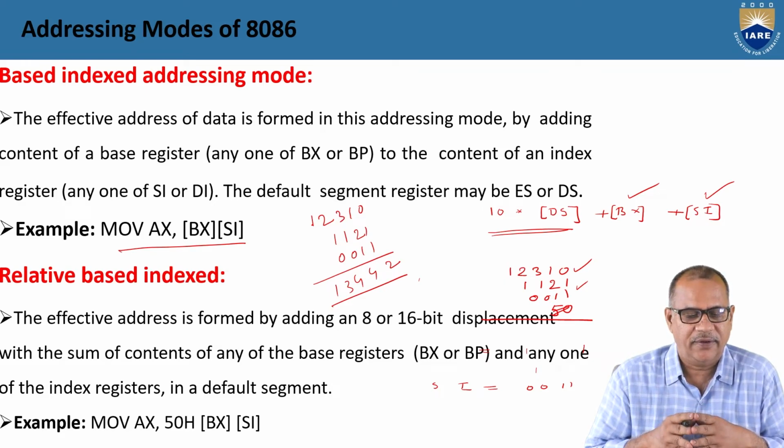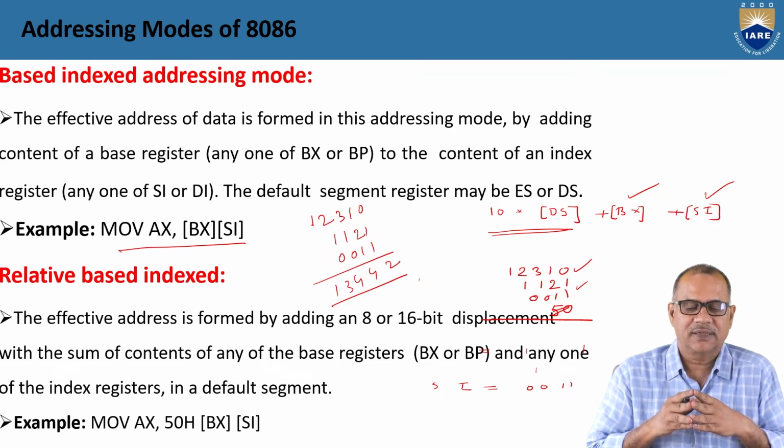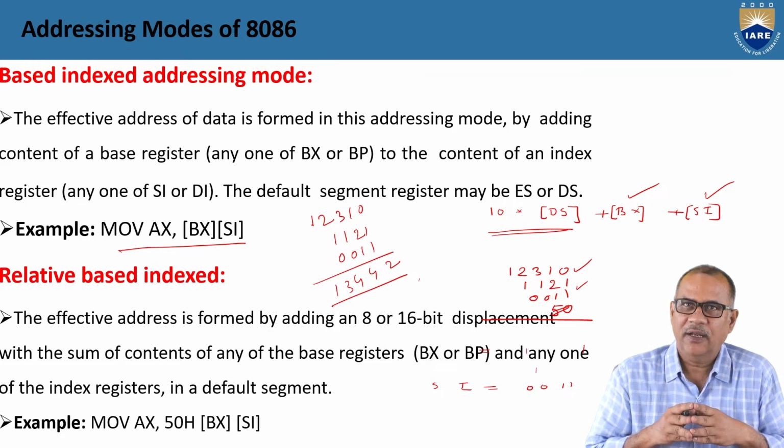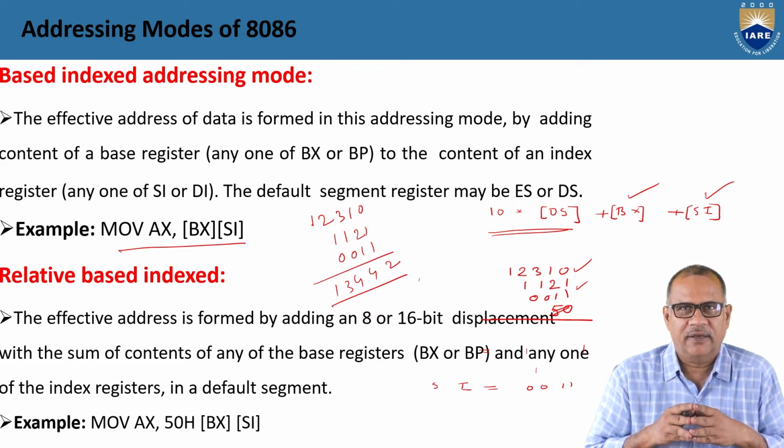Here the effective address is calculated by adding the contents of a base register, which is BX or BP, to the contents of an index register, which can be SI or DI, and the data transfer is done accordingly. So that is the based indexed addressing mode.